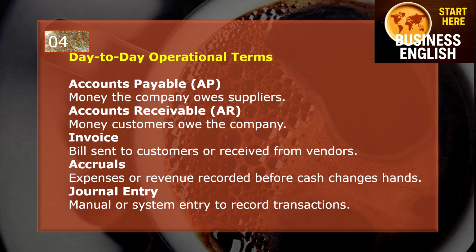Invoice: bill sent to customers or received from vendors. Accruals: expenses or revenue recorded before cash changes hands. Journal entry: manual or system entry to record transactions.